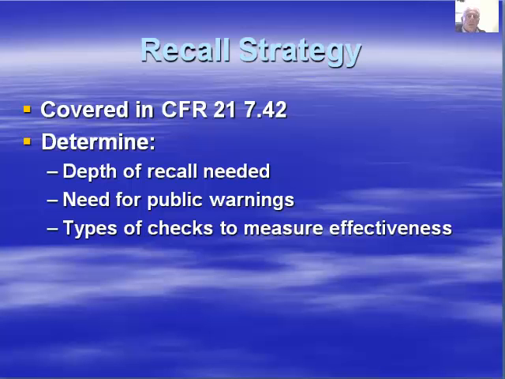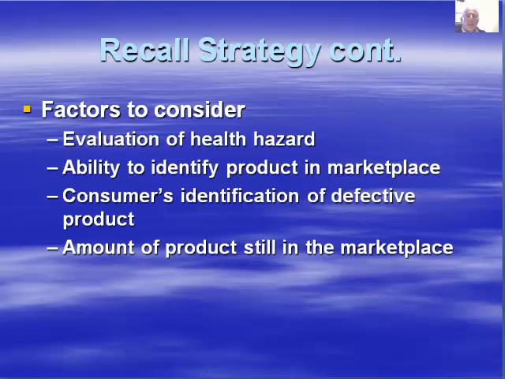I think probably one of the biggest ones we've had recently was the one with the romaine lettuce that was contaminated with salmonella. Because they couldn't actually isolate where the romaine lettuce came from, they told consumers not to eat any romaine lettuce and to destroy any they had or return it to the supermarket. The types of checks to measure the effectiveness of the recall are also found in the recall strategy. Factors to consider: you need an evaluation of, certainly, the health hazard.